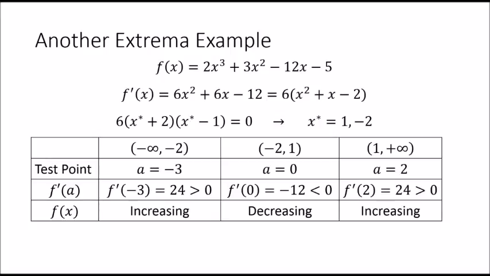So I plug in negative 3, and as I look at it, that very first term is going to be 9 times 6, so 54, minus 12 minus 18 is going to give me positive 24. So I can conclude that the function is increasing from negative infinity to negative 2. I plug in x equals 0. I get that the derivative is equal to negative 12. So I conclude that the function is decreasing between negative 2 and 1.